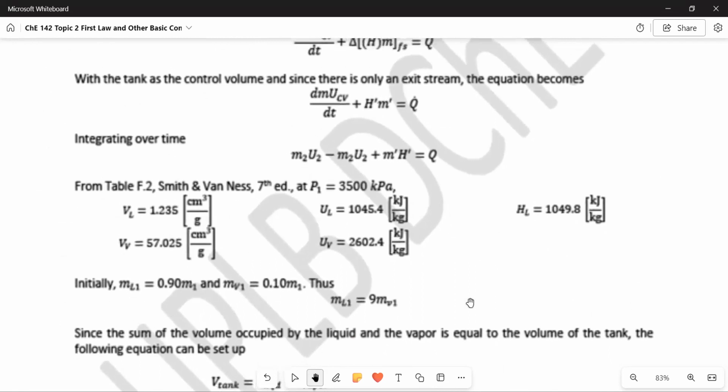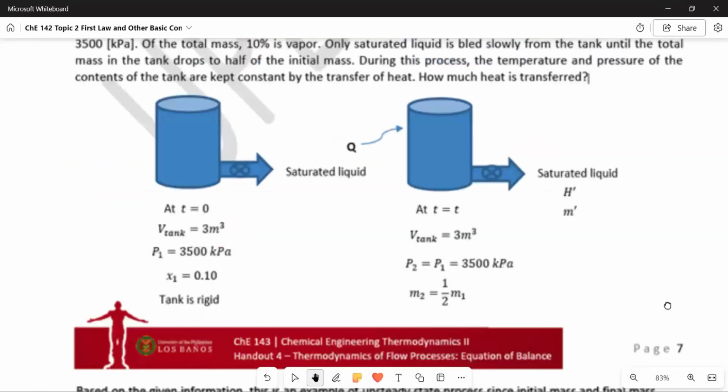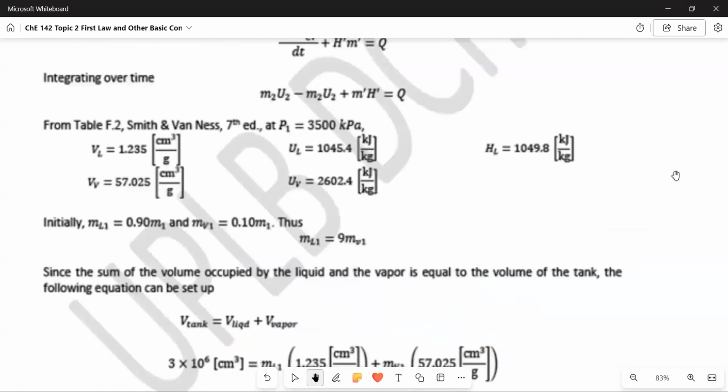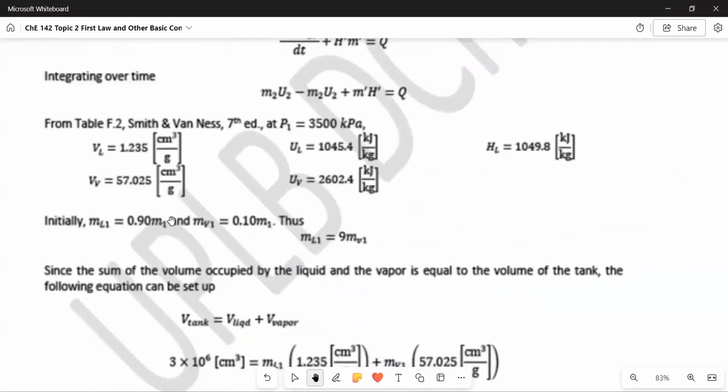Okay. So in the problem, it's also given that the saturated liquid initially is 0.9 of the total mass. Yeah, of the total mass, the saturated liquid is 0.9 because 0.1 would be the vapor. Okay, so that's the initial state, given in the problem. And therefore, combining these two equations would give you this one. Okay, ML1 is equal to 9 MV1.